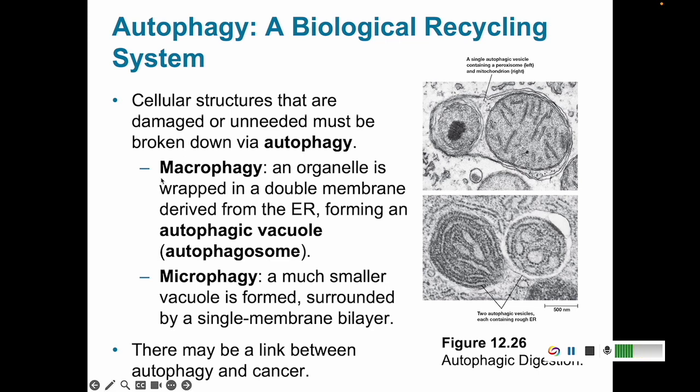Macrophagy would be eating an organelle, breaking down an organelle. That organelle will be wrapped in a double membrane from the ER, and that forms an autophagic vacuole or an autophagosome. So here you can see, here is a peroxisome, here is a mitochondria. You can see it's kind of broken down. It doesn't have its great mitochondrial shape anymore. So you have this autophagic vesicle, this double membrane. See, it's got two membranes to it, coming around these worn out organelles, and it'll be able to break those down.